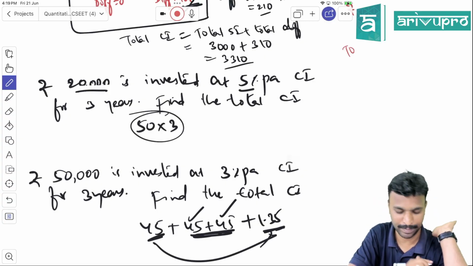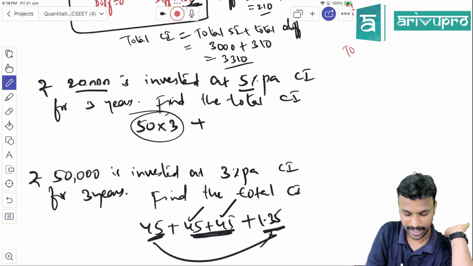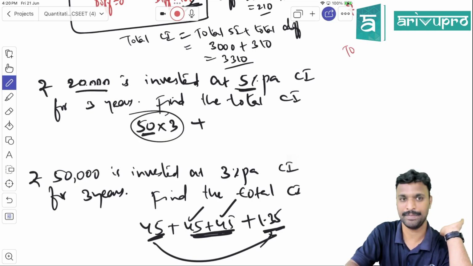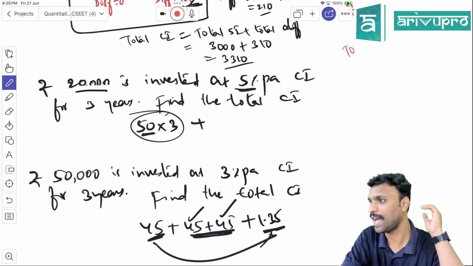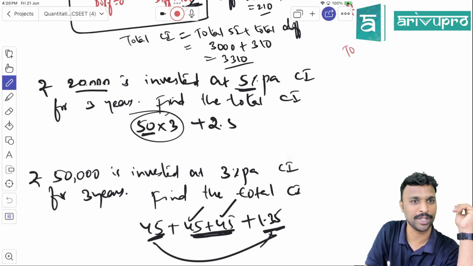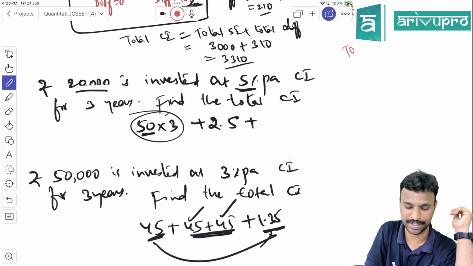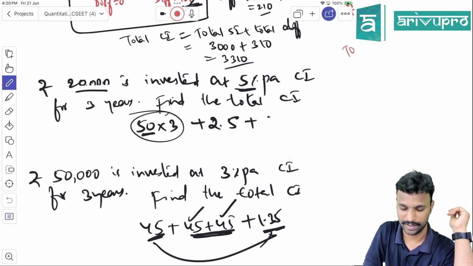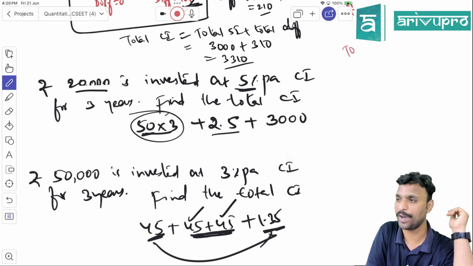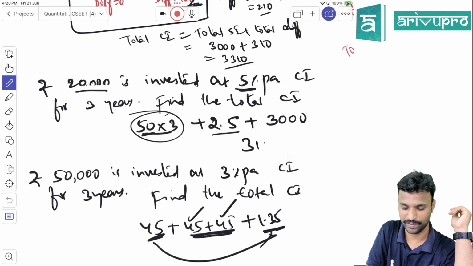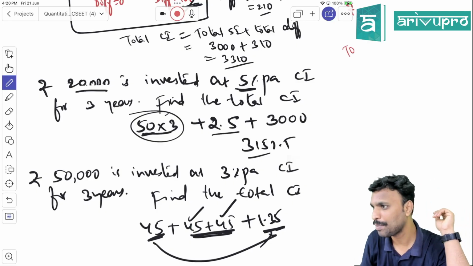50 into 3, plus 5% of 50 is how much? 10% is 5, 5% is half of 5, which is 2.5. Understood? Plus the total SI is how much? 3000. Now tell me: 150 plus 2.5, so 3152.5. Same answer we had got. This is easier.